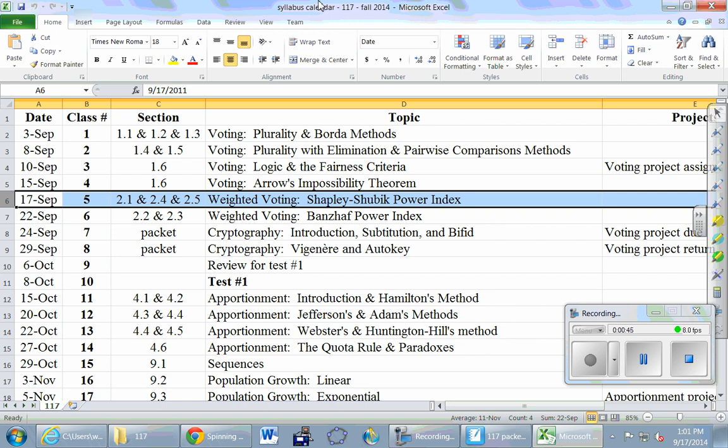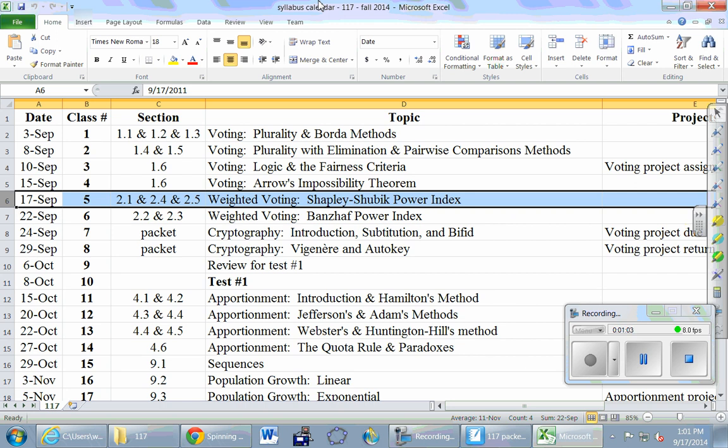We're not going to really see any of the same vocabulary, you know, the fairness criteria. We're not going to see Borda. We're not going to see any of that stuff. Really is different, even though the word voting is still there. The next 2 classes after these 2 are all about cryptography. And then finally, review day and our test coming up on October the 8th.